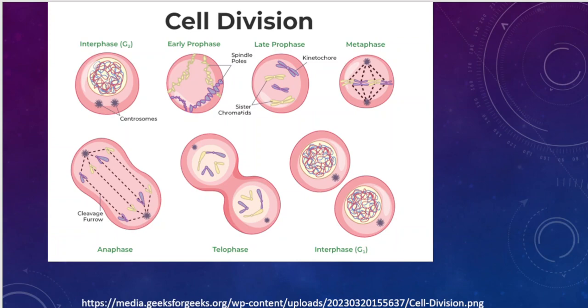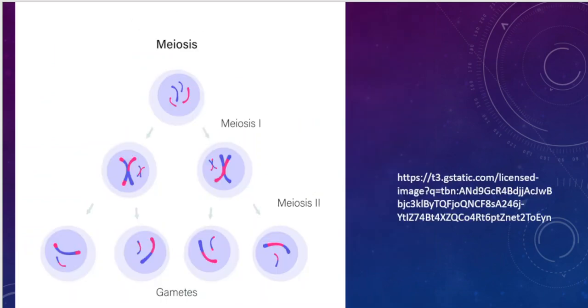This is a cell division image. If you can see how the cells are dividing, these are the basics I am teaching now, and then I will go into detail. Don't worry, we will complete it in detail. See, this is the image of meiosis. Let's come towards meiosis. Here also the cell divides: first nuclear division, then there is a cytoplasmic division.